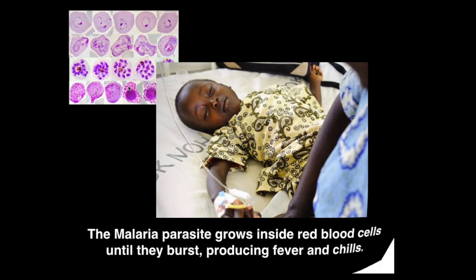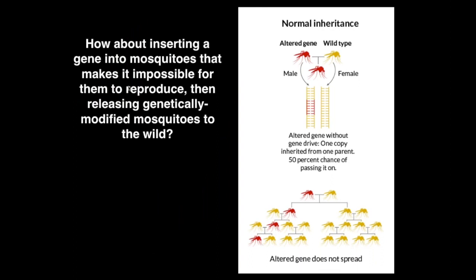Wouldn't it be great if we could get rid of that mosquito? So how could you do it? Maybe by inserting a gene into mosquitoes that makes it impossible for them to reproduce. Then you release these genetically modified mosquitoes into the wild. Sounds like a good idea.